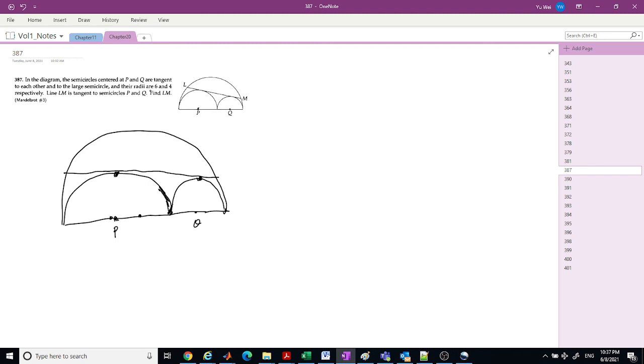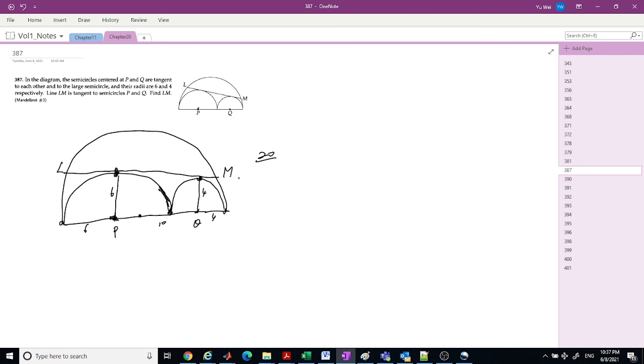So the radii of P and Q are 6 and 4. Now this is the 4, this is the 6, right? 6 and 4, we know the middle is 10. So the diameter of the big semicircle is 20, right? Okay, so now we want to find the length of the tangent line LM.